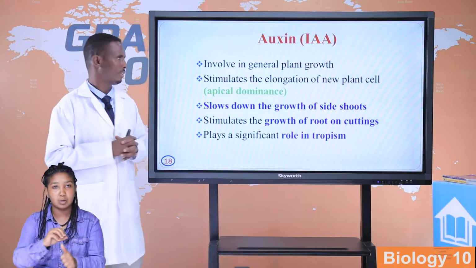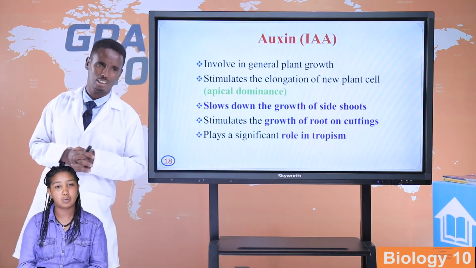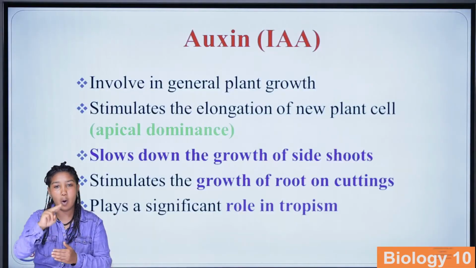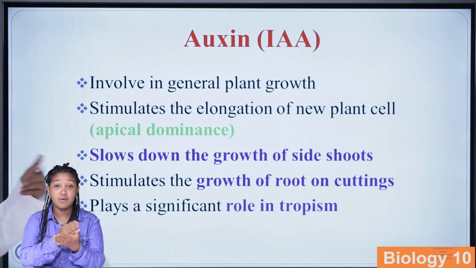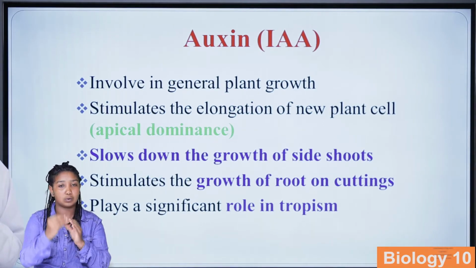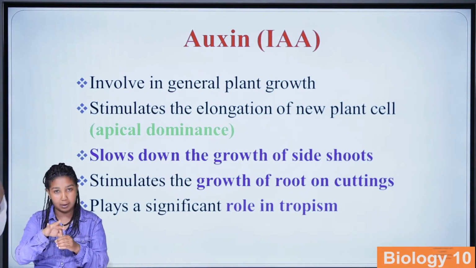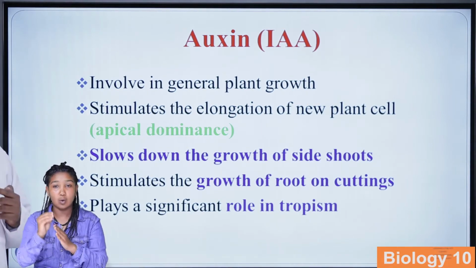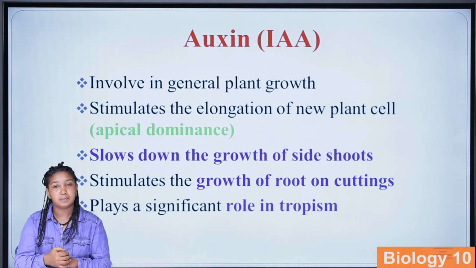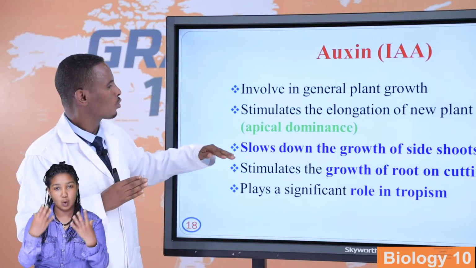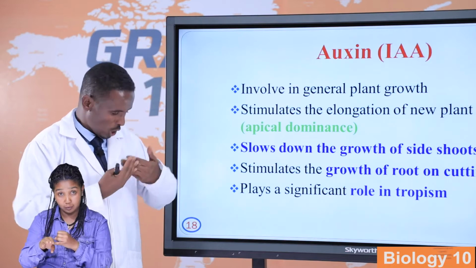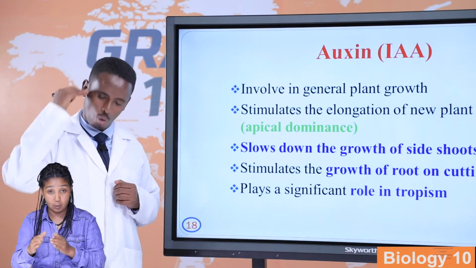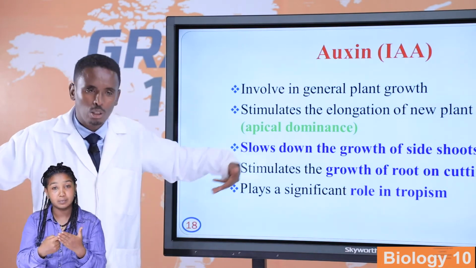The first one is auxin, or indole acetic acid, which is secreted at the tip of the plant. So what is the role of auxin? It is involved in general plant growth. Auxin is synthesized at the tip of the plant. It stimulates elongation of the new plant, apical dominance, and growth in height. It slows down growth of the side shoots. Auxin slows the forming of branches. When it goes down, it inhibits side growth.